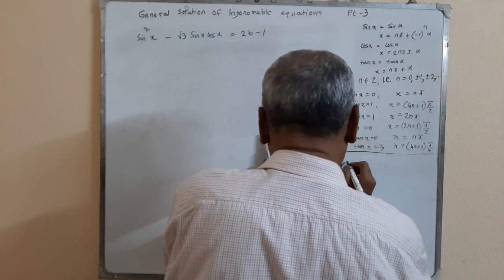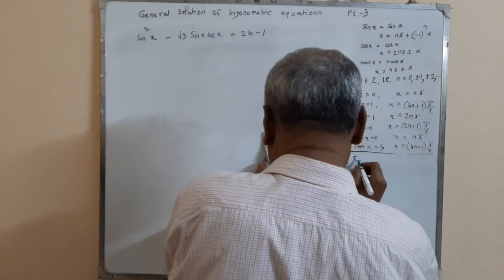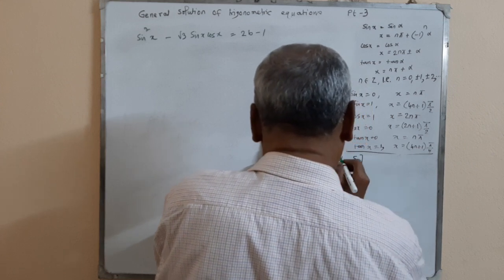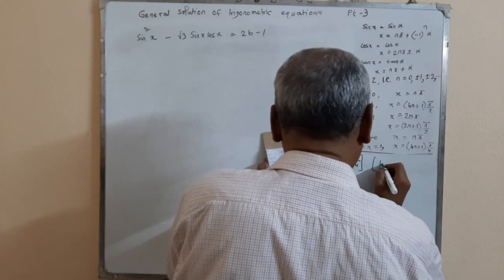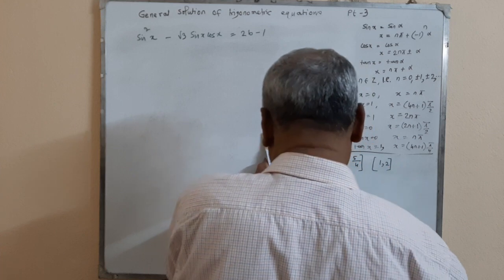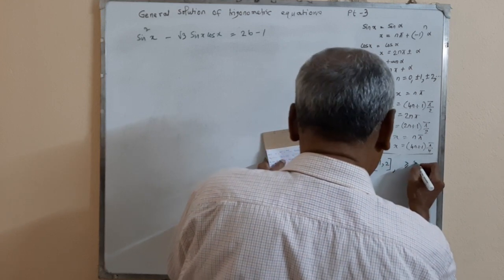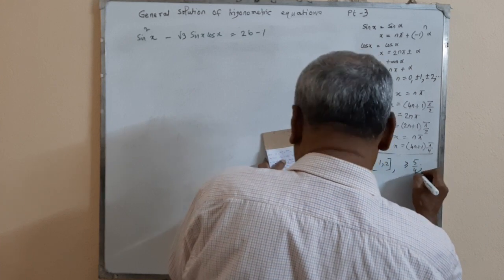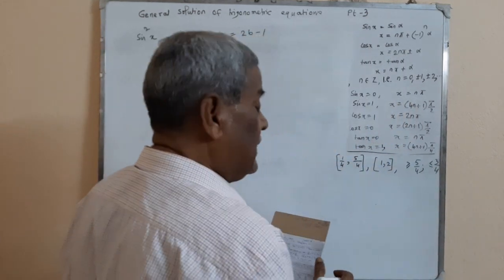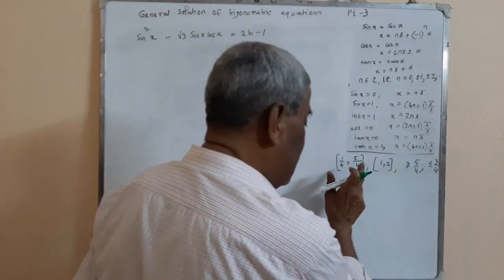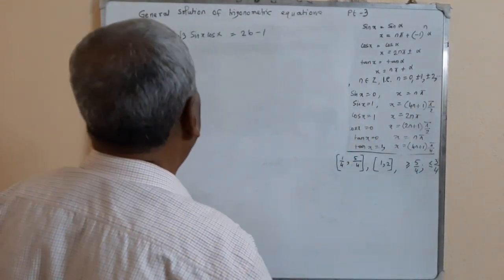1 by 4, 5 by 4 within a closed interval. First option is the closed interval from 1 by 4 to 5 by 4. Third option is greater than or equal to 5 by 4. Fourth option is less than or equal to 3 by 4. So the range of b is either this or that. These are the options.